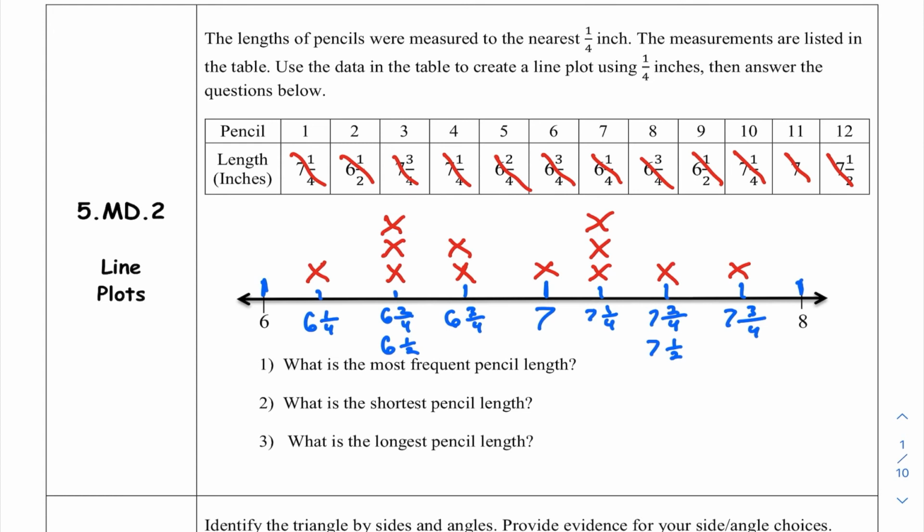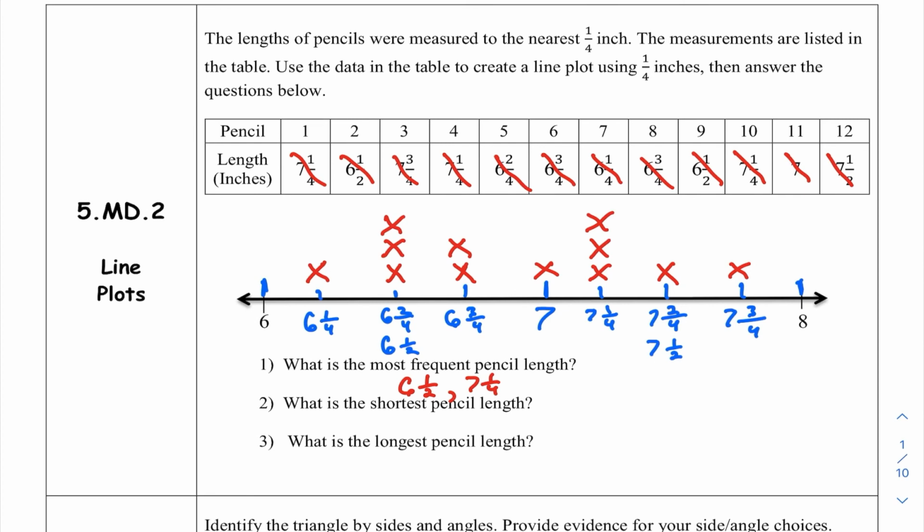So what is the most frequent pencil length? Well, we have a tie between 6 1/2 and 7 1/4. So 6 1/2 and 7 1/4.